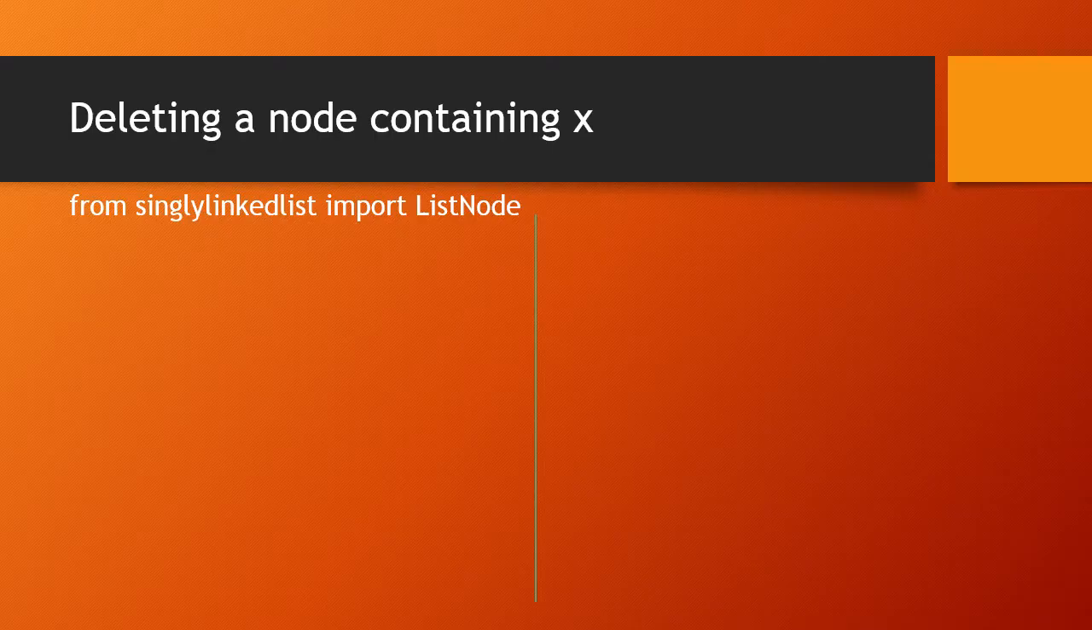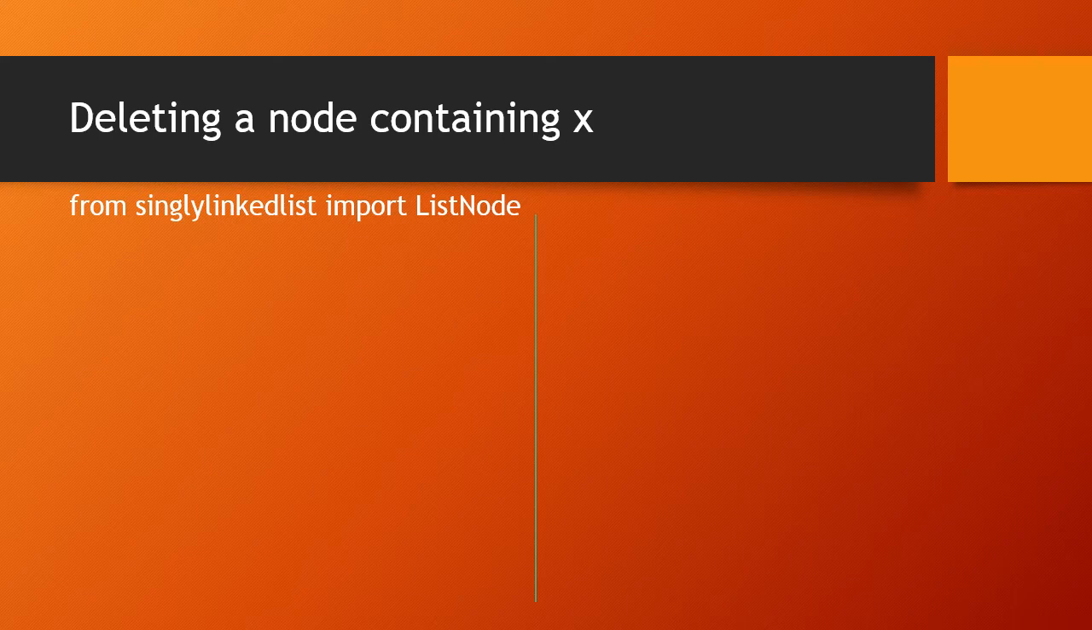Now, enough about insertion. We are going to talk about ways to delete a node containing x. If you remember, we did do a delete function in list node, but that function was taking a pointer and then it was deleting the node which was after the node pointed to by that pointer. Here we are not working with pointers. We want to delete a node containing x. So the first question would be, does a node containing x exist? Because if a node containing x does not exist, we don't have anything to delete.